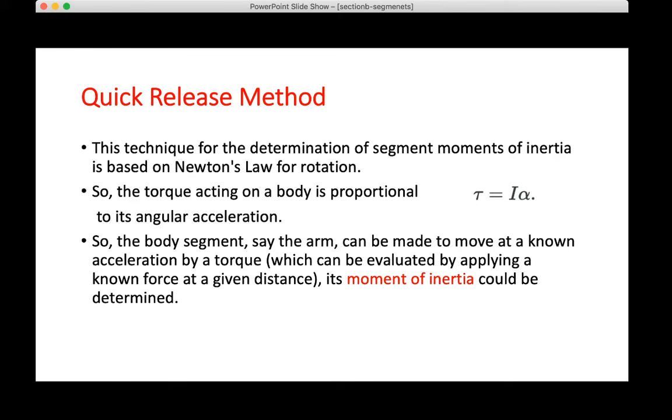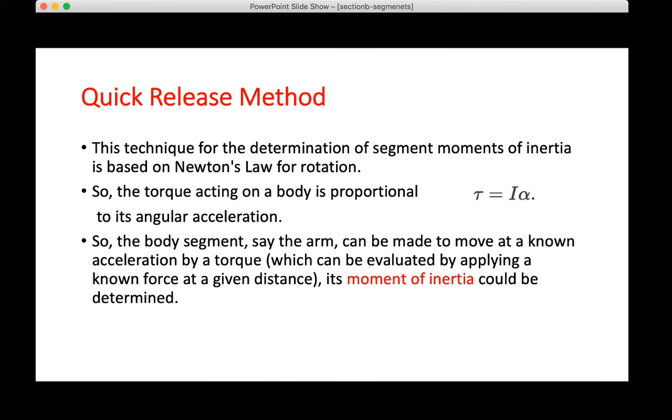You will definitely understand. Here I'll tell you the key points. It is based on Newton's law of rotation, and this equation is used: torque equal to I into alpha, meaning moment of inertia into angular acceleration. The torque acting on a body is proportional to its angular acceleration. This is the idea: the more the torque, the more the acceleration. Okay, so how do they measure the body segment?